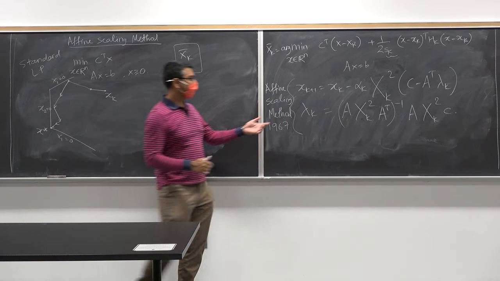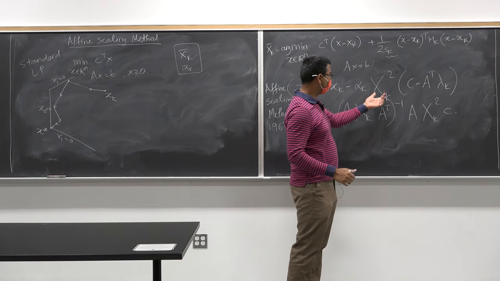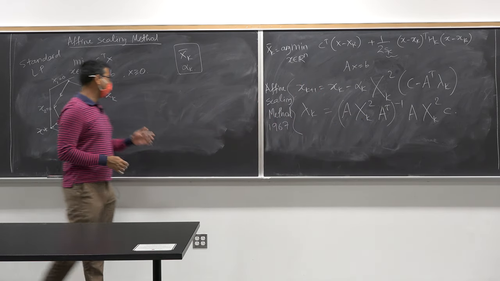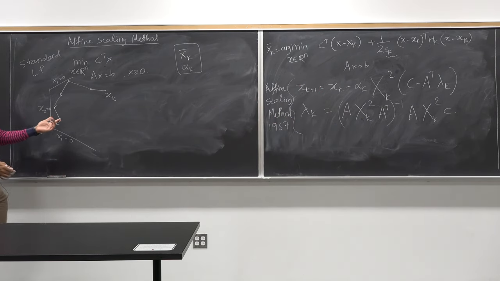And this choice of hk, which is xk squared, allows you to move away from the boundary and remain within the set and approach the optimal point through the set. Okay?